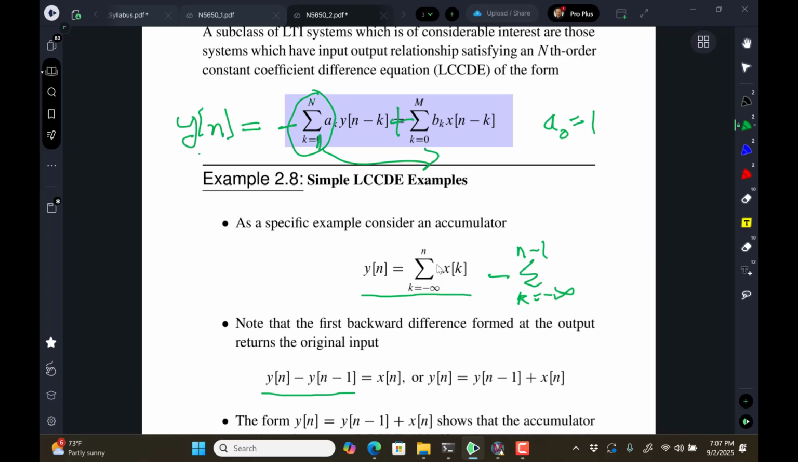So what really is happening there, the only thing that survives on this side is the present value. And we just rearrange it now and say, okay, an accumulator is equivalent to y of n equaling its past value plus its present input value. And when we start the system in motion, we have an initial state, the initial condition. If we started at n equal to 0, the initial value would be y at minus 1. And now we just start moving forward from n equal to 0.